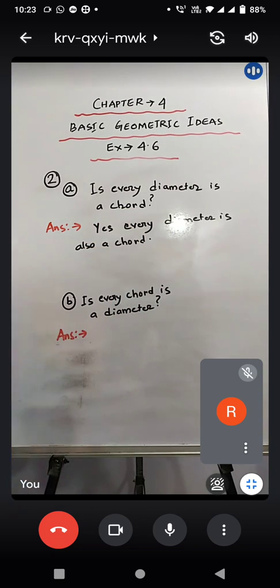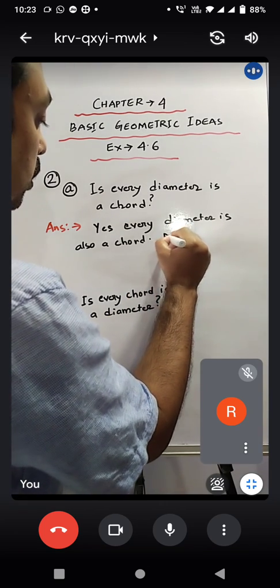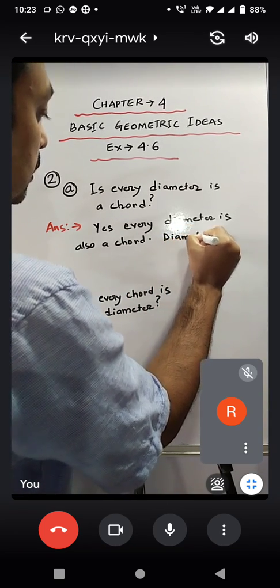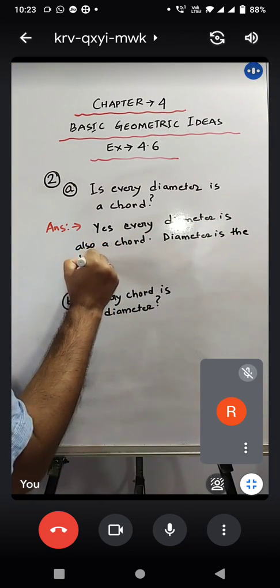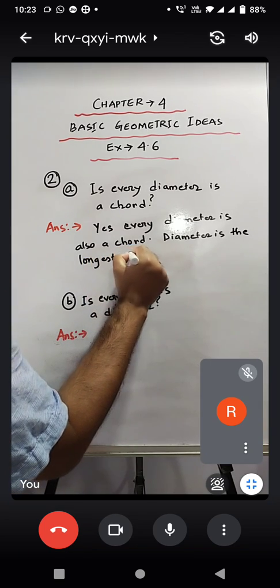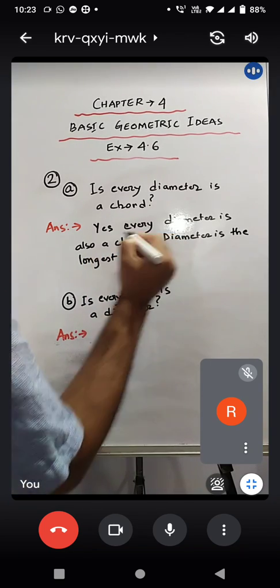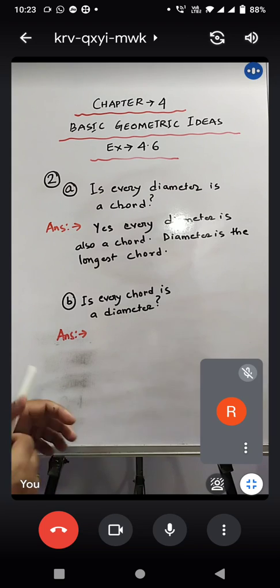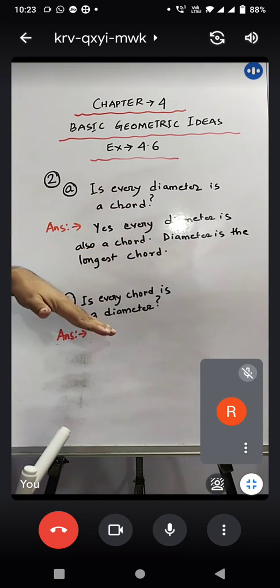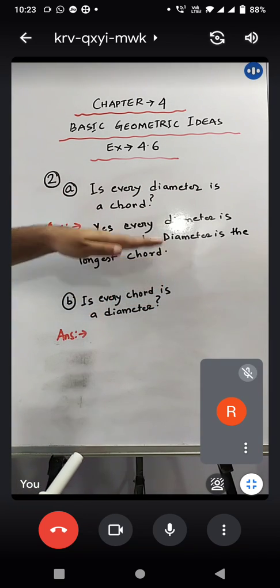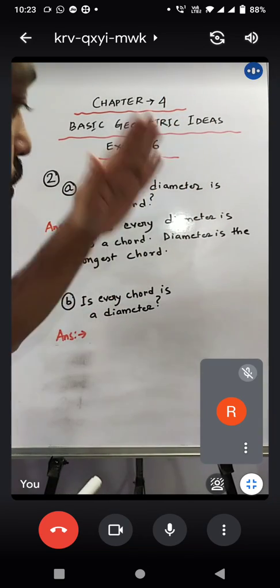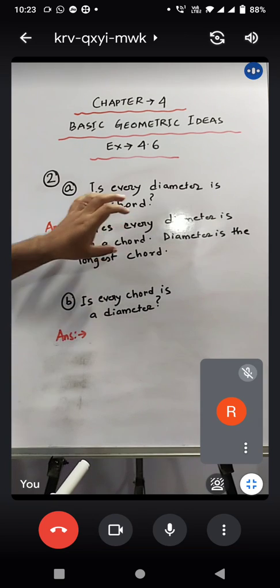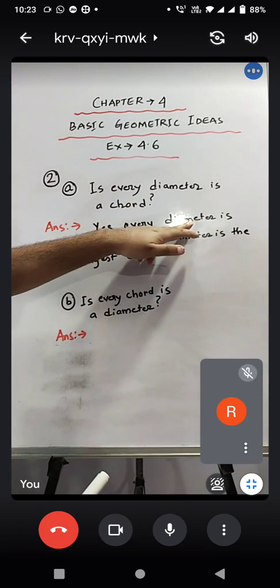And one more thing that you can write about diameter is that diameter is the longest chord. The only difference between any ordinary chord and diameter is that diameter, as I said earlier also, is a chord which passes through the center, and that is the reason this chord has a special name, a diameter.